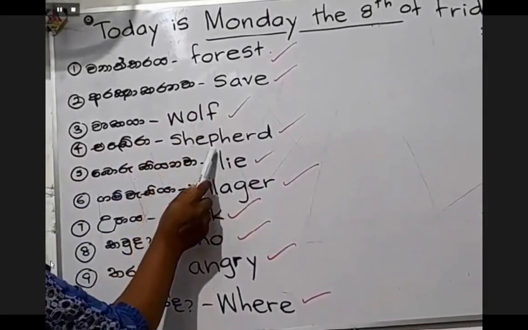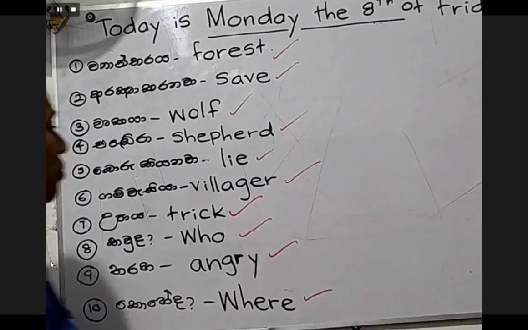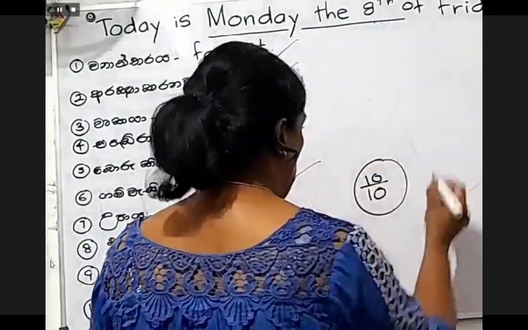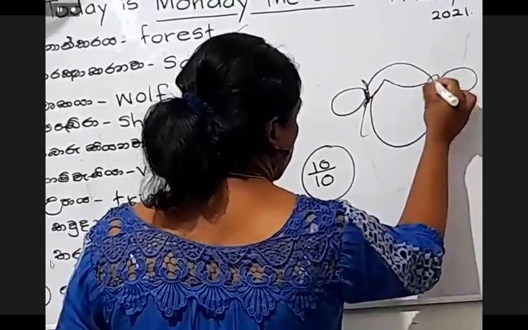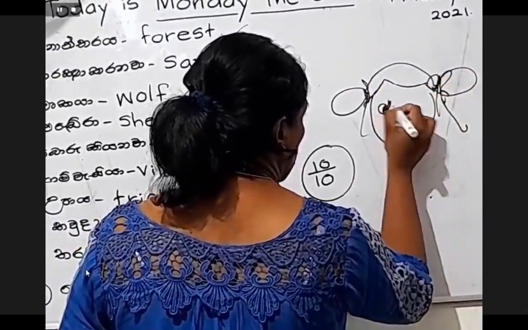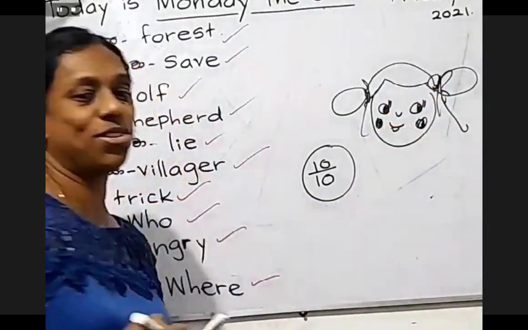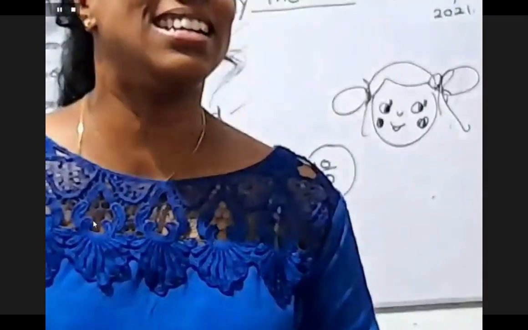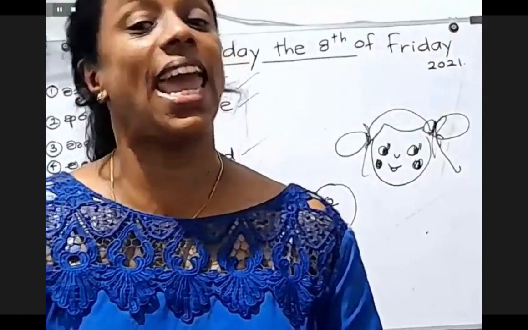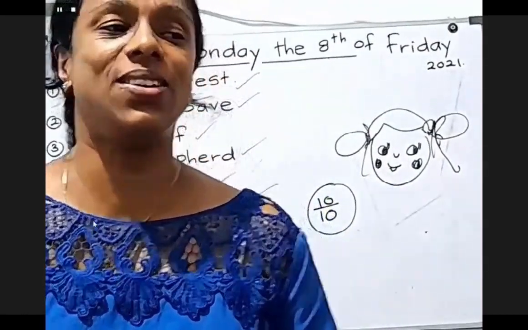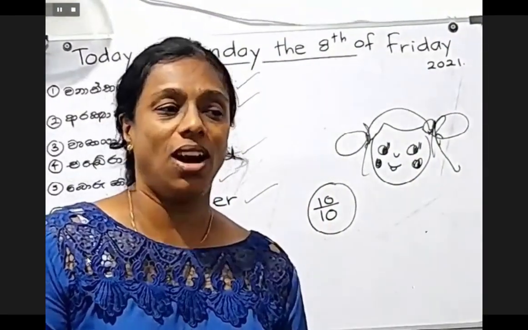Right. Forest. Sail. Wolf, shepherd, lion, villager, trick, pool, and then where? Put marks out of 10. Draw your happy face also. Right. Okay, who got 10 out of 10? Okay, well done. I can see your hands. Well done, very good. Then 9 out of 10, they are also good. 8 out of 10, very good. 7, okay, good. Yes, you should do corrections. Right, do the correction also.